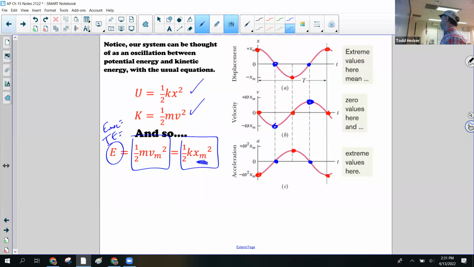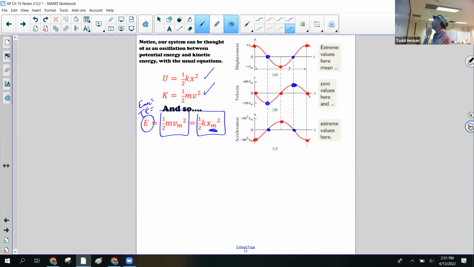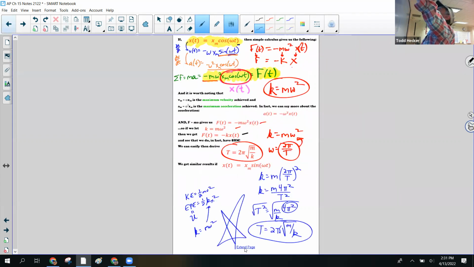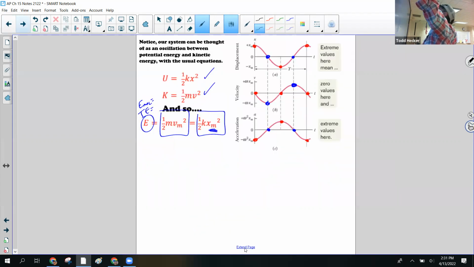I know what I wanted to do. Let's talk about the energy graphs in general. Let's do U as a function of t. Let's kind of extend our dotted lines down.